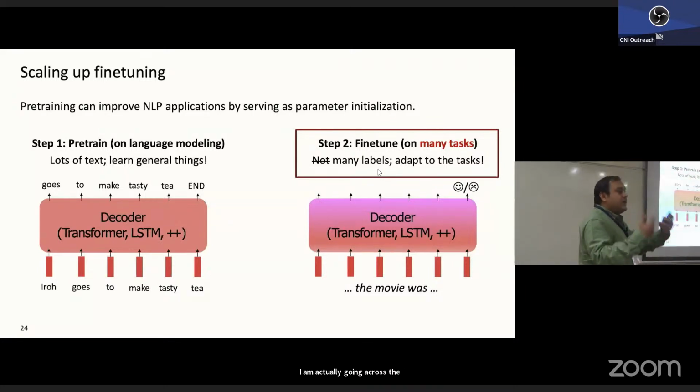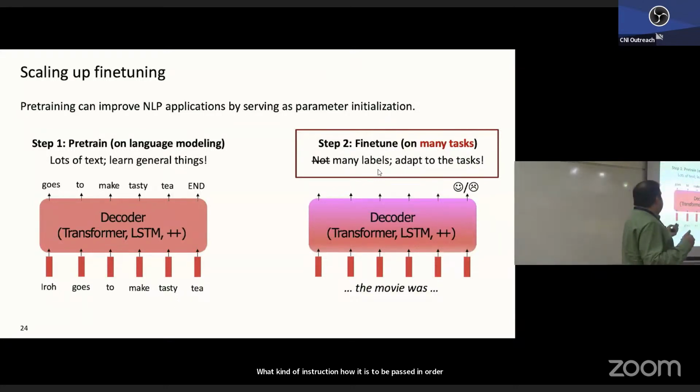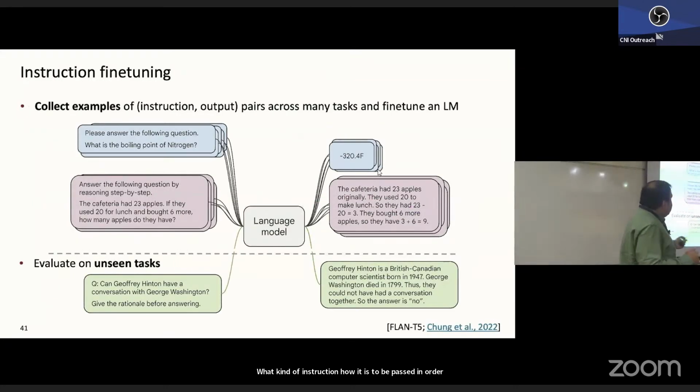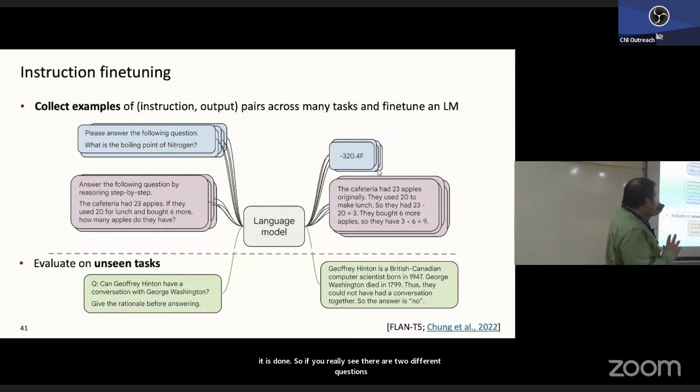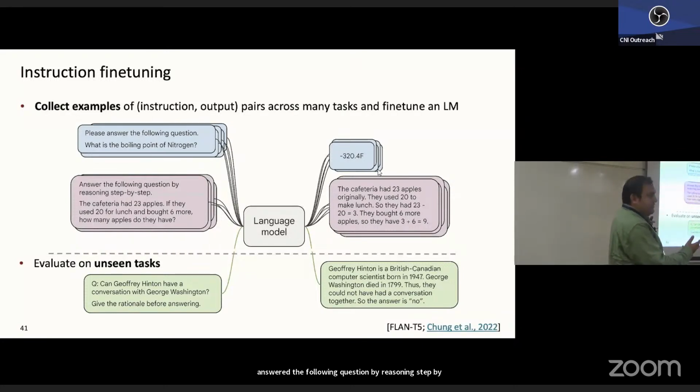I'm trying to generalize across the task so that the key learning happens: the model can associate what kind of instruction, and how it is to be parsed, in order to produce the right output. And this is an example which also nicely illustrates how it is done. If you really see, there are two different questions. Answer the following question by reasoning step by step. It is more of asking for a logical explanation, right?